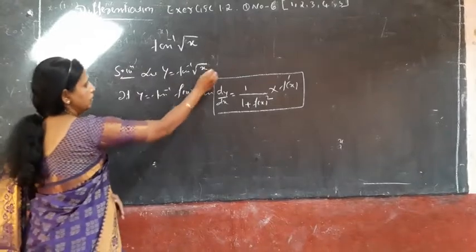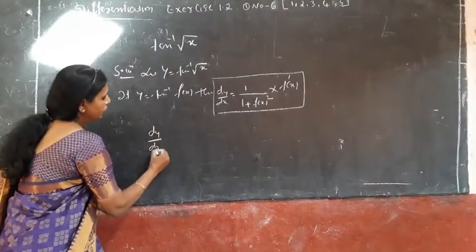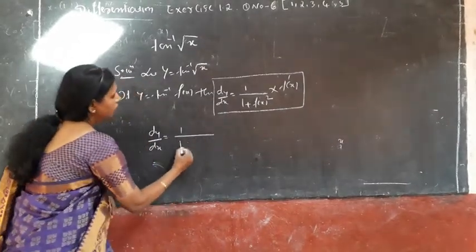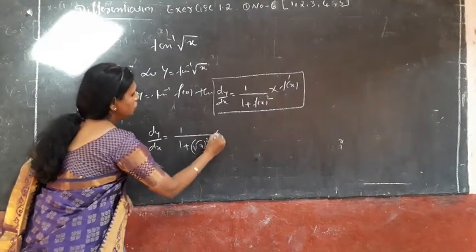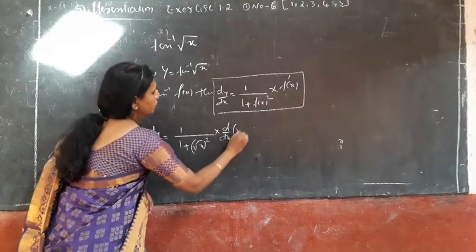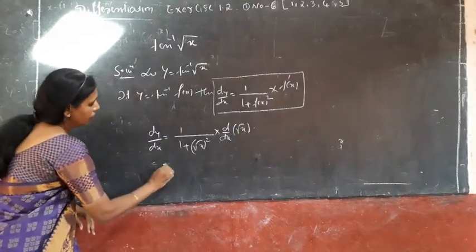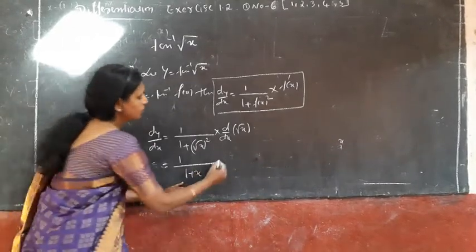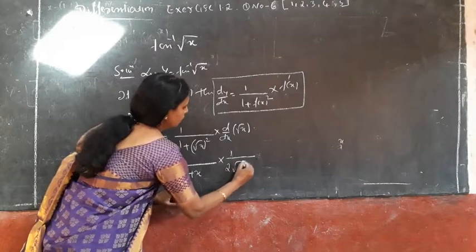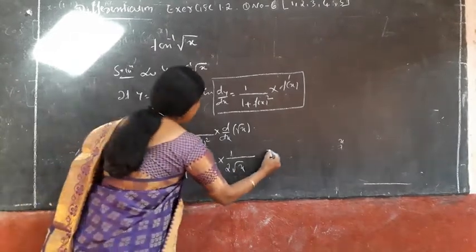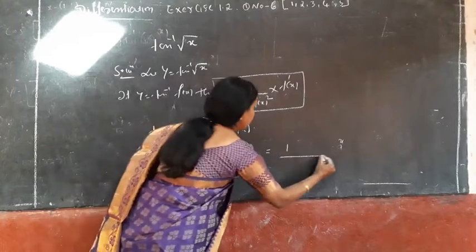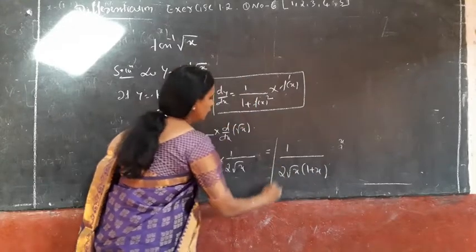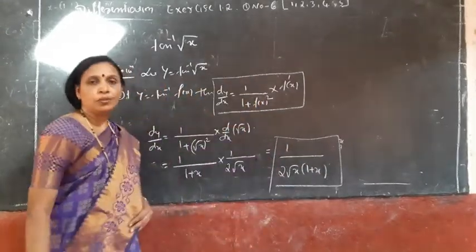Okay. Now differentiating the above function, we get dy upon dx equal to 1 divided by 1 plus root x raised to square into differentiation of root x. Okay, this is equal to, we can write here square and root get cancels. We get simply 1 divided by 1 plus x, and differentiation of root x is 1 by 2 root x. Therefore answer is 1 divided by 2 square root of x into the bracket 1 plus x. This is the answer.